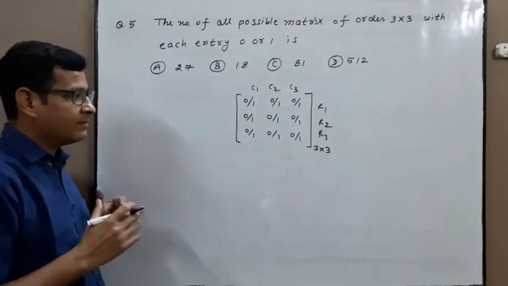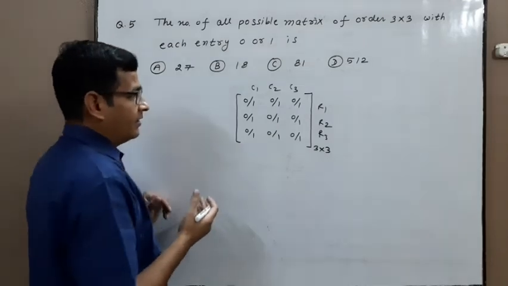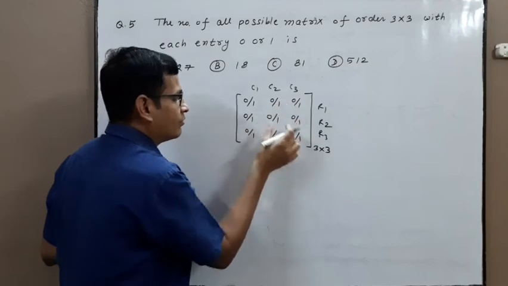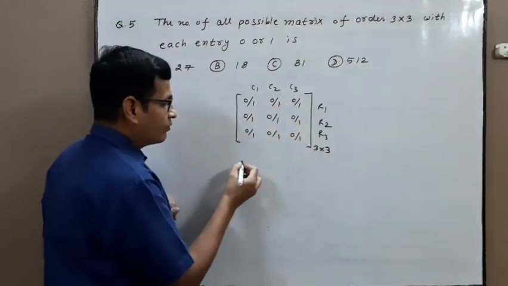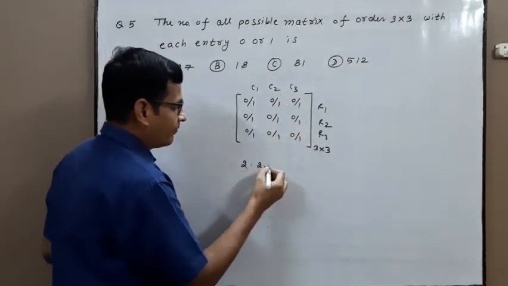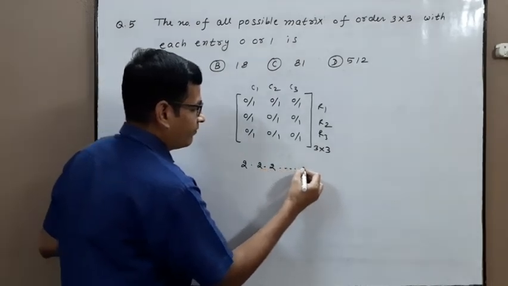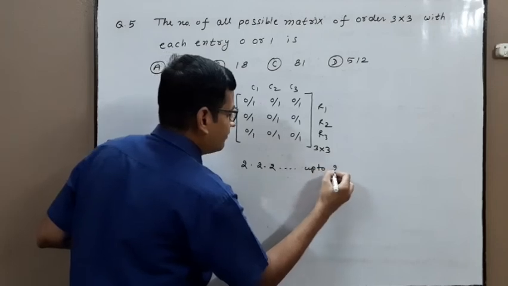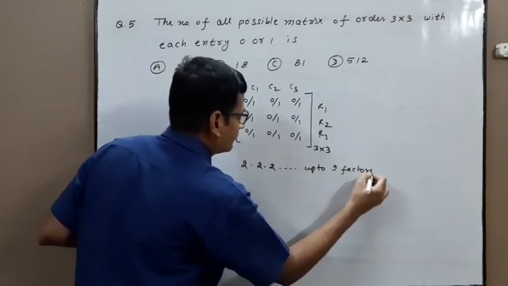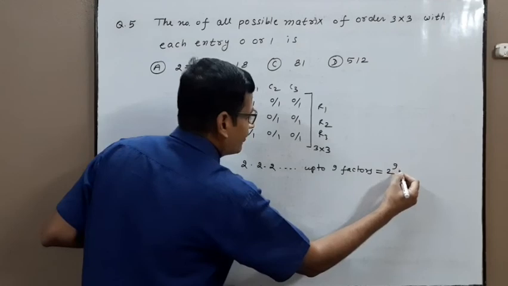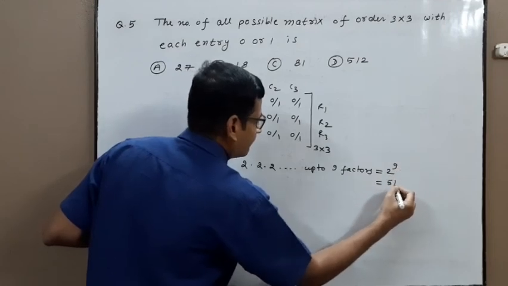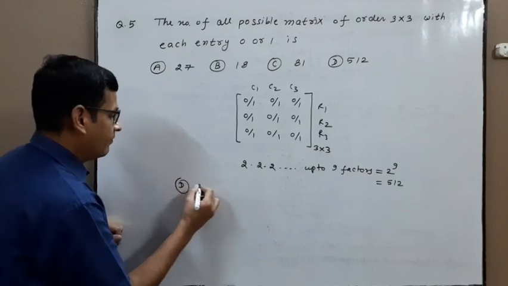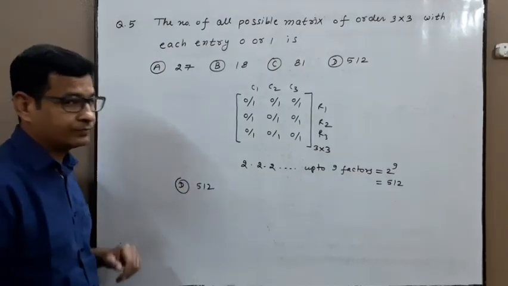So by the fundamental principle of multiplication, all possible matrices are 2 into 2 into 2 into how many times? 9 times. So 2 into 2 into 2 up to 9 factors is equal to 2 raised to the power 9, which is equal to 512. So the correct option is D, 512.